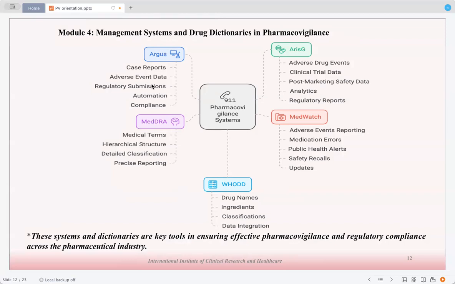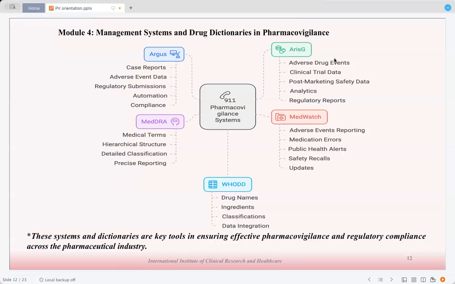Argus streamlines the reporting process by automating case processing, ensuring compliance with global regulatory standards like the European Medicines Agency, the FDA, and others. That is Argus, a software widely used in the pharmacovigilance platform. Next is ICSR. It's another system for collecting, assessing, and reporting adverse events. It supports end-to-end safety data management and advanced analytical tools to track safety trends and generate regulatory reports.